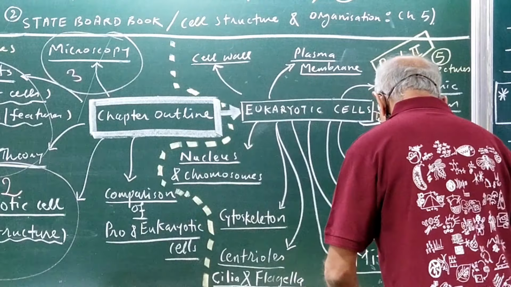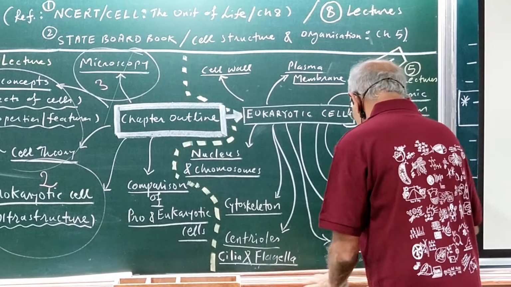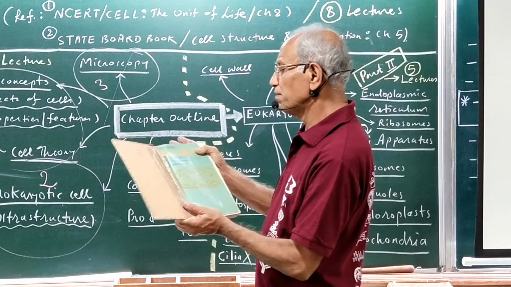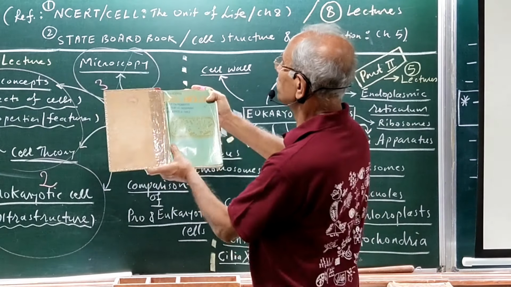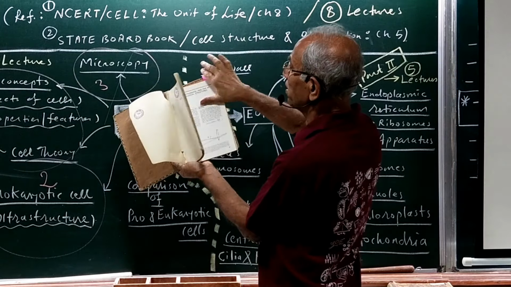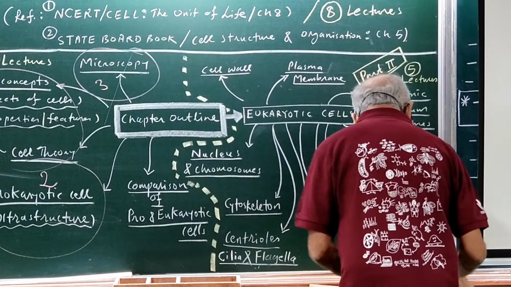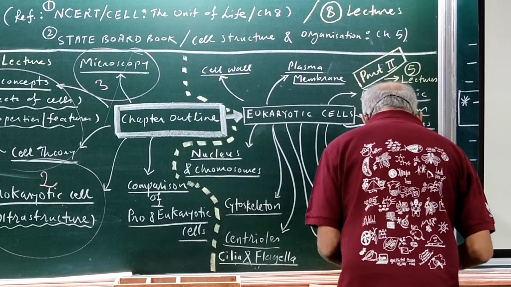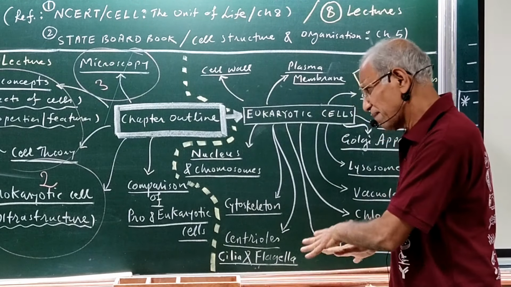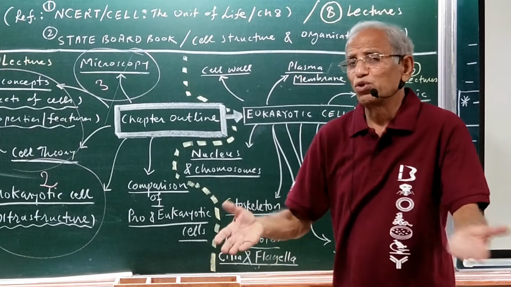Then there is a much earlier edition of Cell Biology by De Robertis and others. It's a very good book of cell biology. And then we have another book about cell biology. So we have many more books, but they can be shown to you later on.